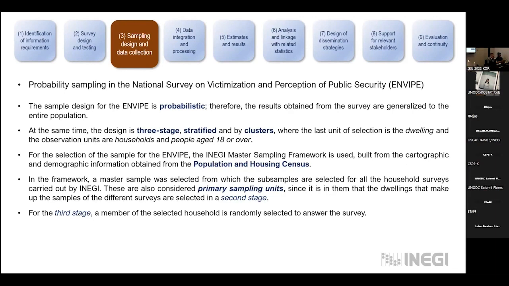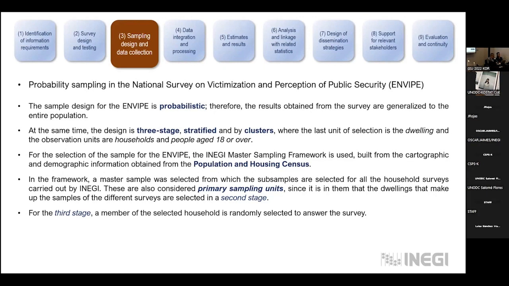The last unit of selection is the dwelling itself, and the target population is people aged 18 and over. Inegi has a master sampling framework that is used for all the surveys, not only victimization, but all the economic and geographic surveys, and it is used for the first stage of the sampling. This master sampling framework is updated from the population and housing census, and is the common technique used in most countries. Then we have the primary sampling units integrated in this master sampling framework.